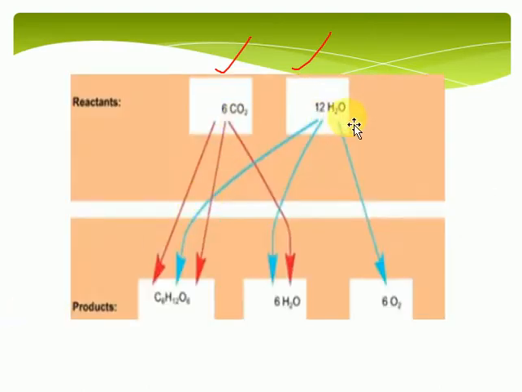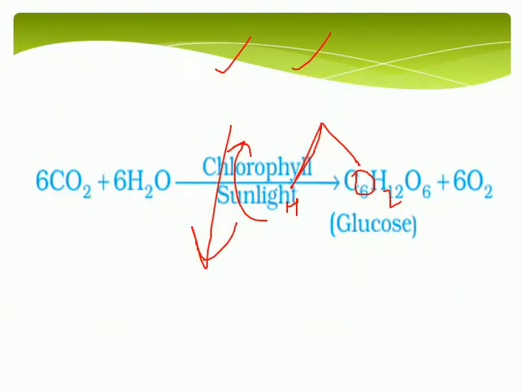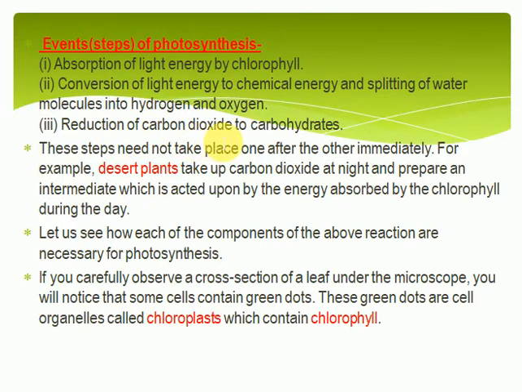Now you look at this particular diagram. These are the reactants, carbon dioxide and water. Water is being split into two parts, hydrogen and oxygen, the hydrogen adds to carbon dioxide, thus carbon dioxide is reduced to carbohydrate and oxygen is released in the environment. So that is how these products are being formed, glucose and oxygen. The third step is reduction of carbon dioxide to carbohydrates.